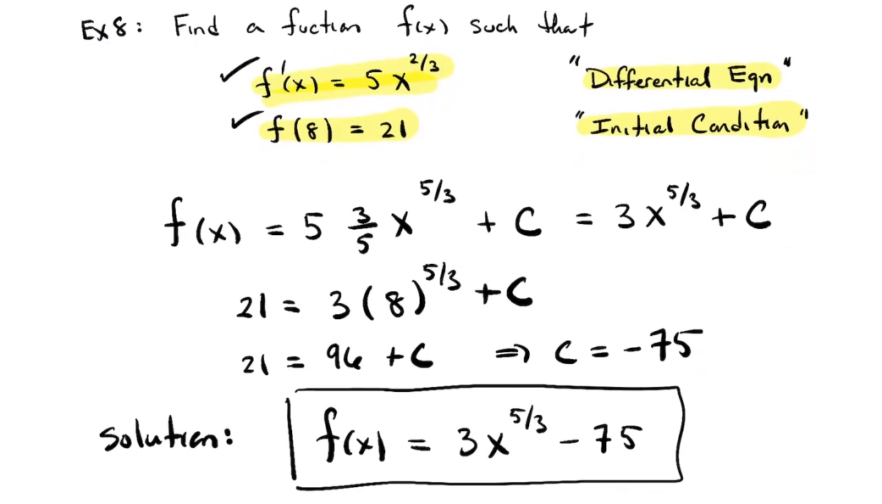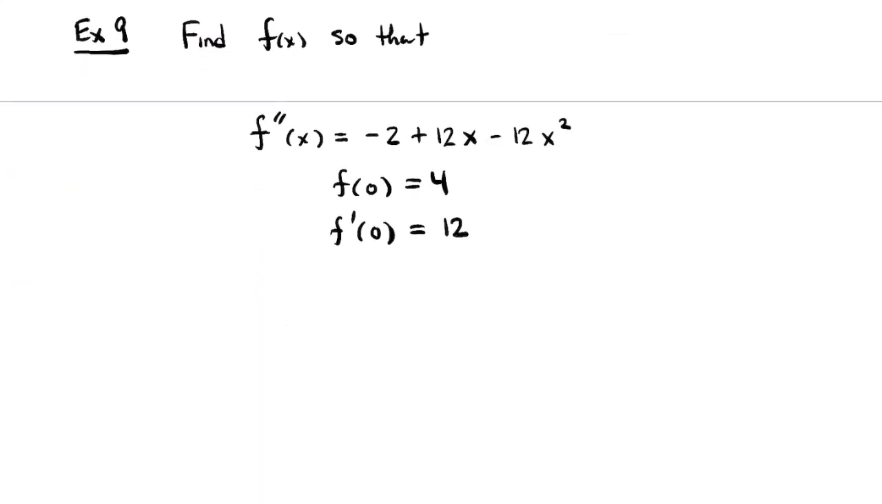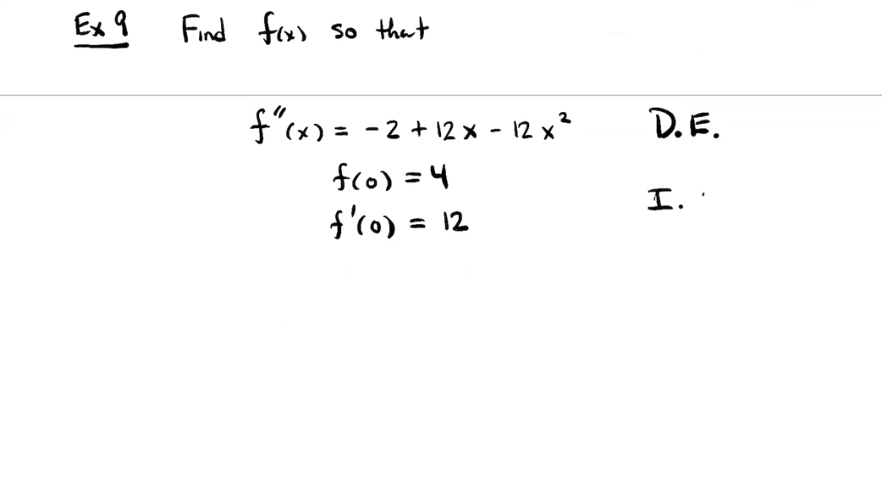All right? So that's solving a differential equation subject to an initial condition. Let's do another one. Differential equations can involve higher order derivatives. This is a second order differential equation, or people usually in this business just call differential equations DEs. And we have two initial conditions. The function's value at 0 should be 4, and its derivative should be 12.